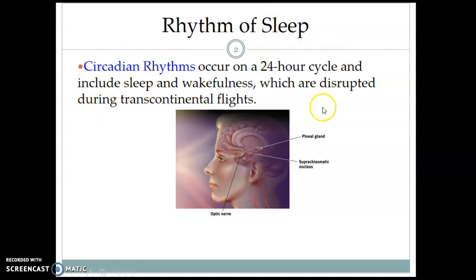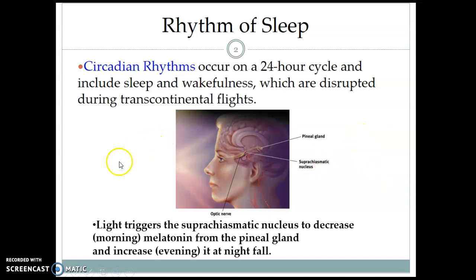If you ever experience jet lag, this is the neurological effect. Your circadian rhythm is off. The sunlight is messing up the production of the melatonin. So when we look at the neurology of the circadian rhythm, the light itself is going to enter the eye. It's going to trigger the suprachiasmatic nucleus, which is located near the pineal gland. And when the light hits that nucleus, it's going to trigger the pineal gland to decrease melatonin production. And then when there's less light, it's going to increase melatonin production.